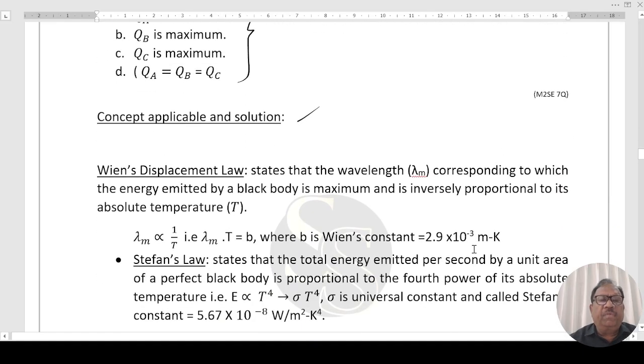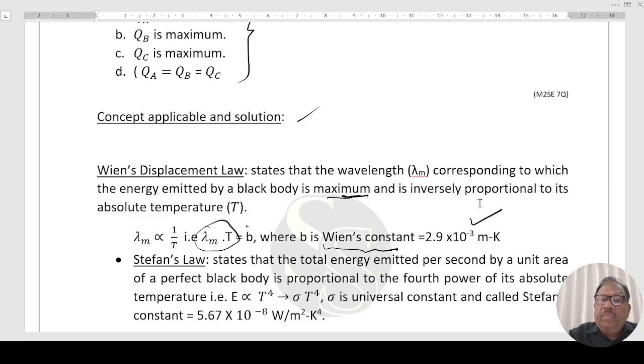Concepts applicable are Stefan's law as well as Wien's displacement law. We have to combine these two laws, then we'll find the answer. Wien's displacement law states that the wavelength corresponding to which the energy emitted by a black body is maximum is inversely proportional to absolute temperature. Lambda m into T equals B, a constant. The product of lambda m and absolute temperature is constant, known as Wien's constant. Its value is 2.9 × 10 to the power minus 3 meter Kelvin.